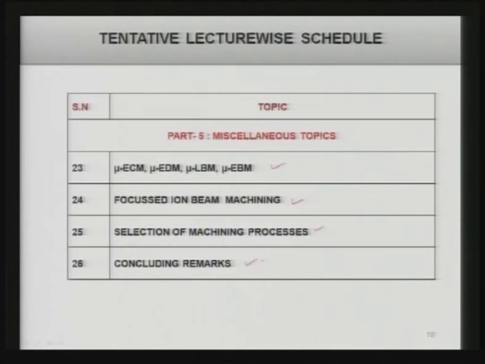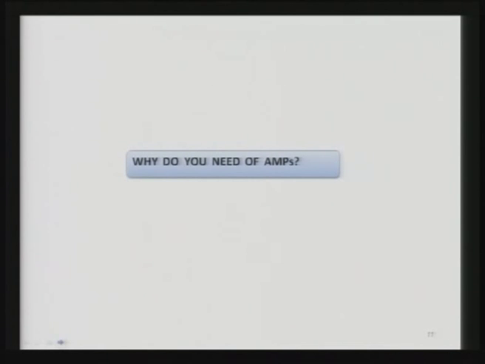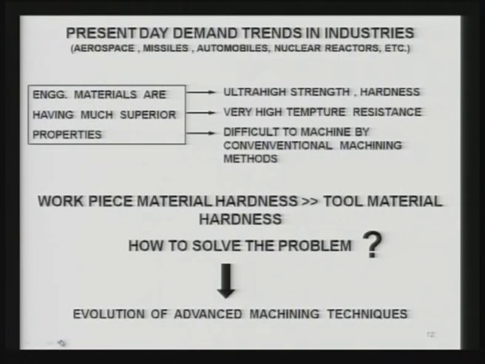Now, the basic question that arises here is, why do you need these advanced machining processes when we already have many traditional machining processes like turning, milling, grinding, etc.? If we see present day demand trends in various industries, high tech industries especially like aerospace, missiles, automobiles, nuclear reactors, etc., the basic requirement of these industries is that they need engineering materials having superior properties, such as ultra high strength, hardness, very high temperature resistance. They are difficult to machine by conventional machining methods, because they are very hard, high strength. So, they are difficult to machine by these conventional methods like turning, milling, grinding, etc.